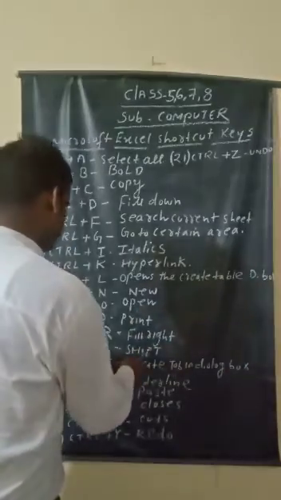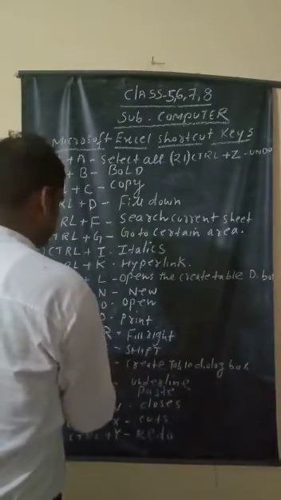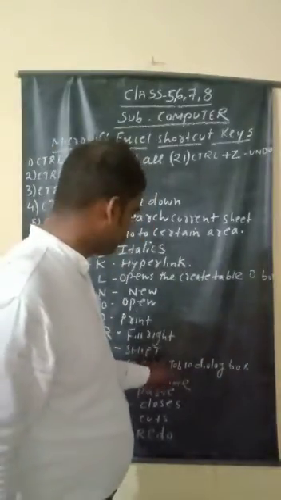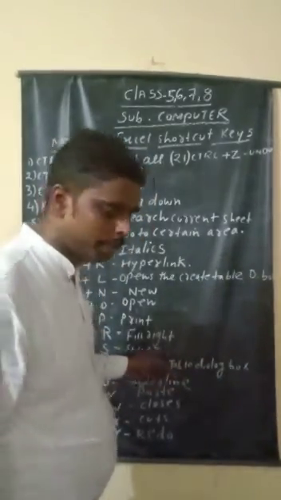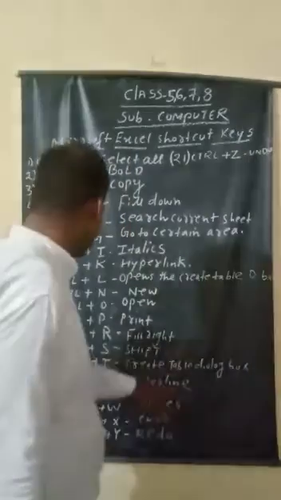Control plus S, also shift, helps to save your file. Shift plus F3 is also a shortcut key. And this Control plus S helps to save any documents here.